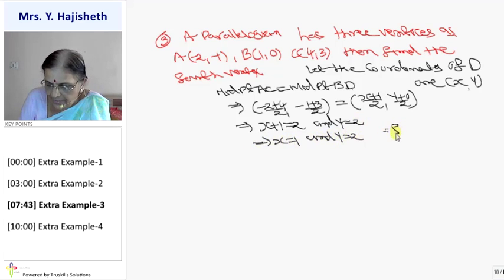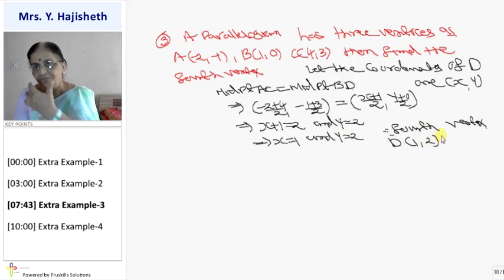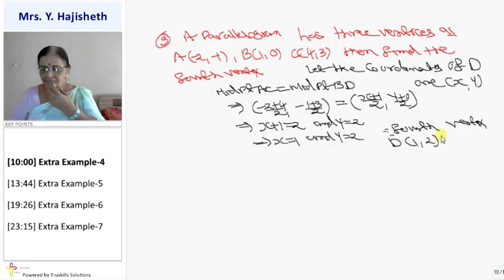So my 4th vertex D is (1, 2). Clear? Because x is 1 and y is 2. Clear?